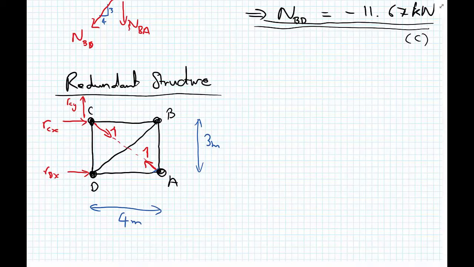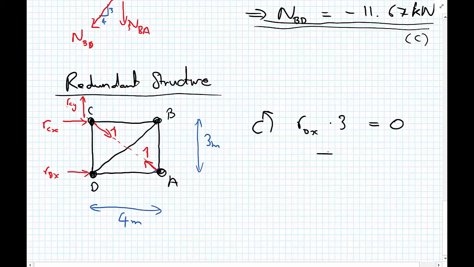So first thing we're going to do is take moments about point C. Now, I've chosen this pretty much on purpose because the unit load at C and the unit load at A go straight through this joint C and therefore have no lever arm. So by taking moments at C, my equilibrium equation becomes RDX multiplied by the lever arm of 3 meters must be equal to zero because there are no other forces that don't go straight through the point C itself. And therefore we find out that the reaction RDX must be equal to zero.